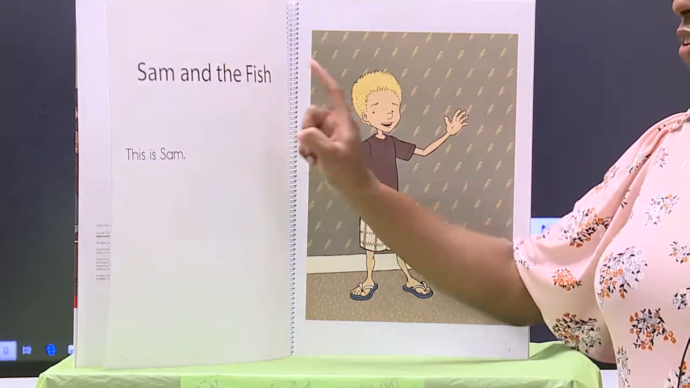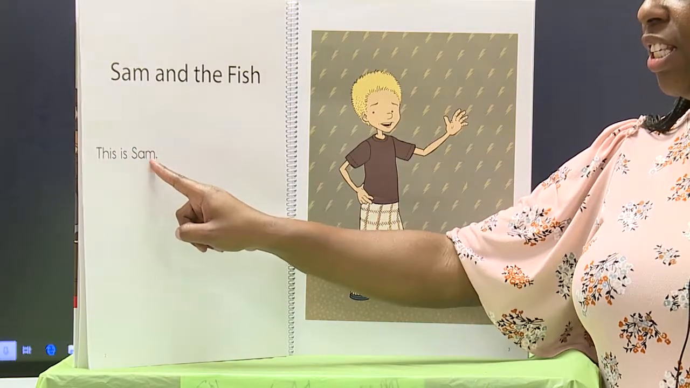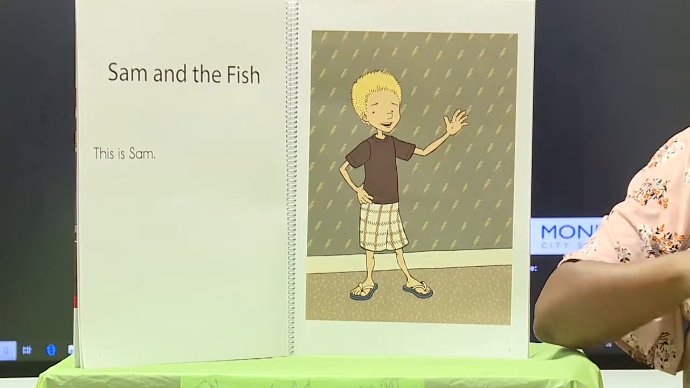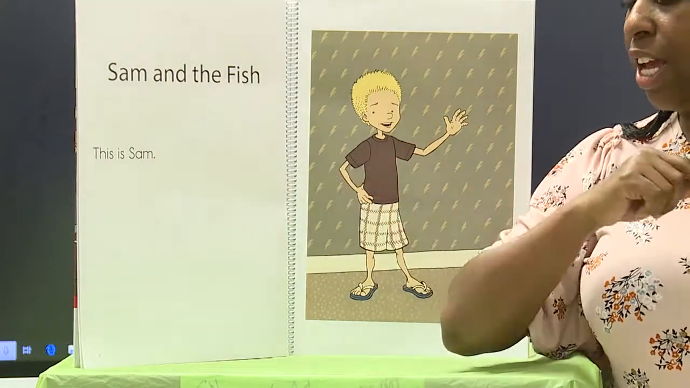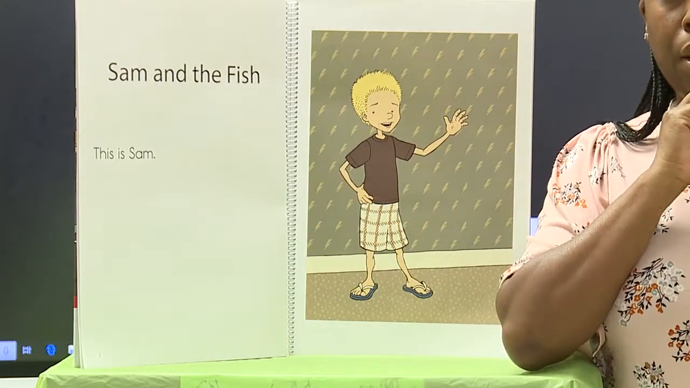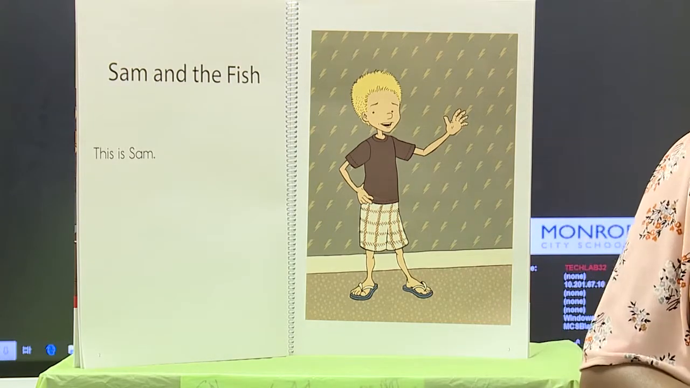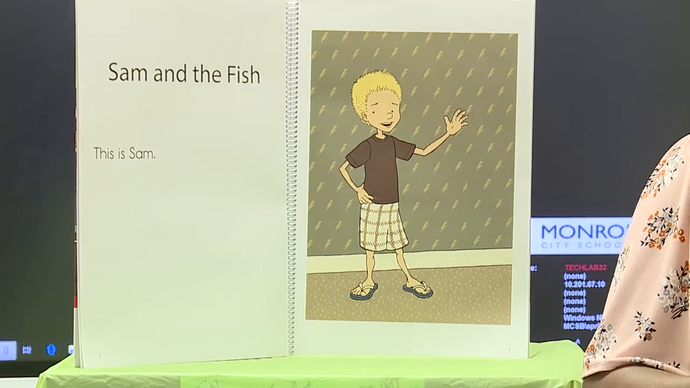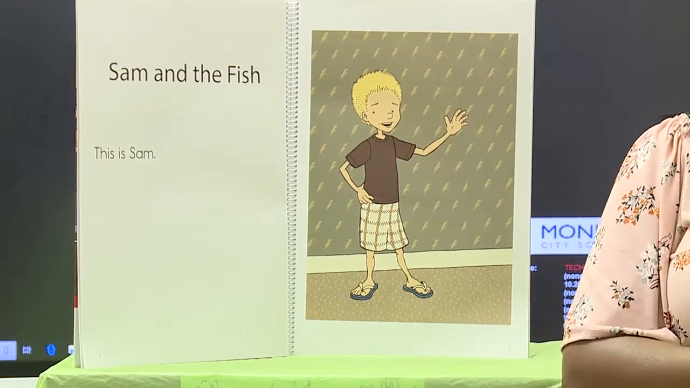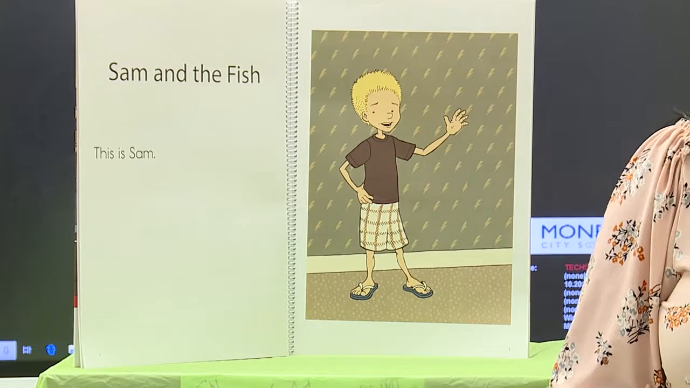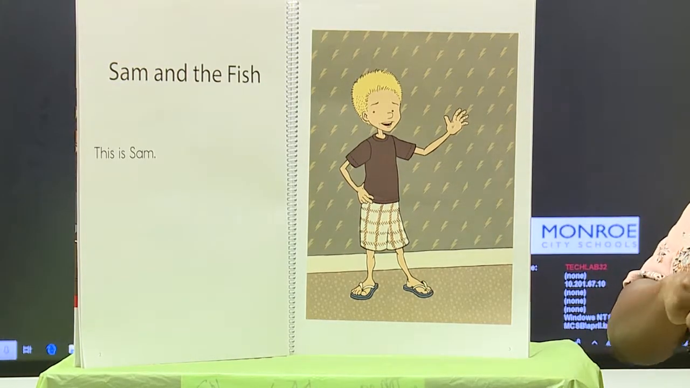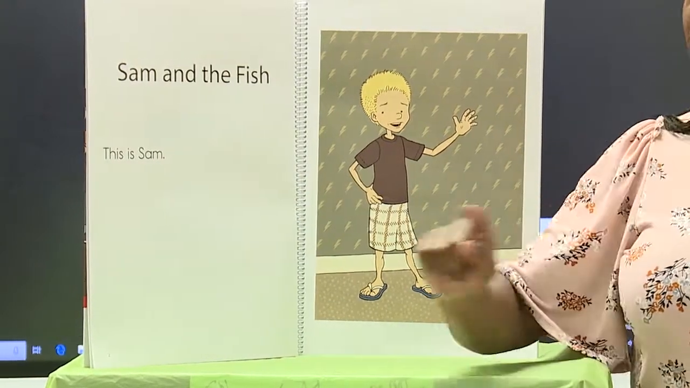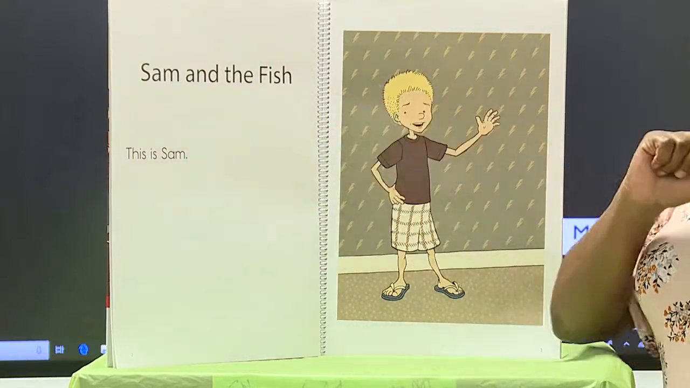Sam and the Fish. This is Sam. Now, I read my first sentence for Sam and the Fish, and right here at the end of this sentence, it has a little dot there. Do you know what that dot is called? It's called a period. That's right. And a period is a type of punctuation mark. Can you say punctuation mark? Good job. So now at the end of our sentence, we have a period. I'm going to read it again. This is Sam.